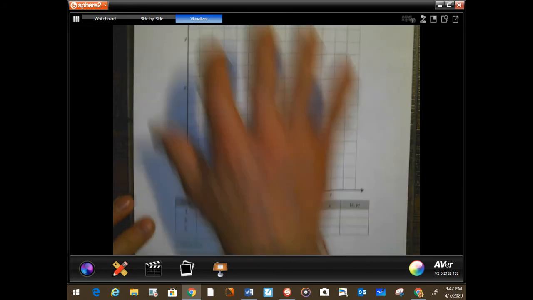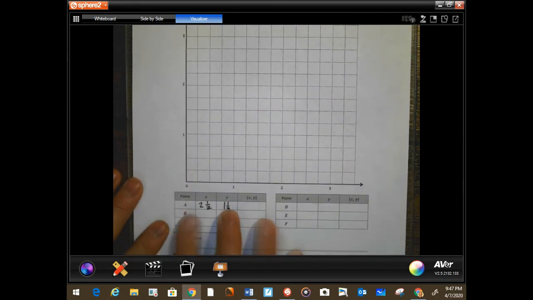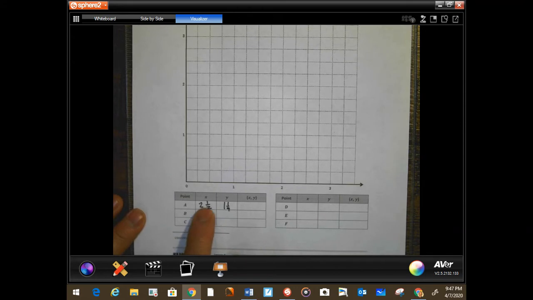We are on Module 6, Lesson 6. This is a template of a quadrant 1, and we're going to start with point A. Point A is going to be 2 and 1/2 and 1 and 1/4.